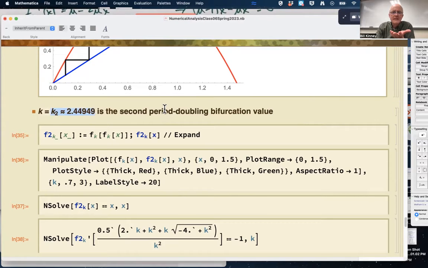Turns out the second period doubling bifurcation value, where we change from having a 2 cycle to a 4 cycle, is about 2.44949. How would you find that? I'm defining a new function here, f2 of x, to be f of x composed with itself. Why am I doing this? A period 2 point of f should be a fixed point of this new function.